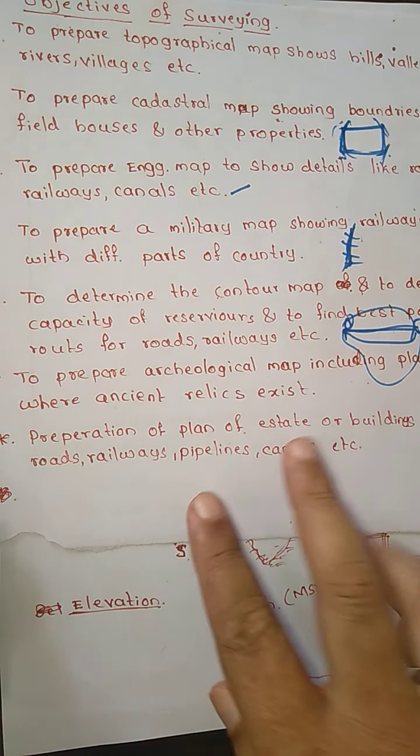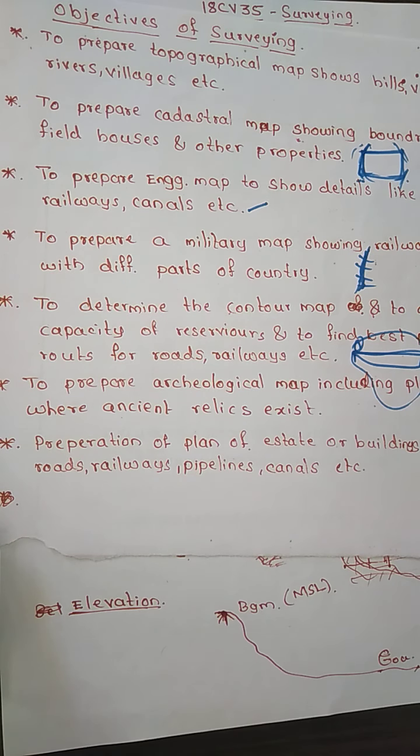Along with that, some of the objectives: to prepare the estimate of a building or any water line, railway line or pipelines. If you want to construct them, we will utilize surveying to prepare different kinds of maps, that is, topographical map, cadastral map, engineering map and military map. For all these we will be utilizing surveying. So this is how surveying is important in a civil engineer's life.